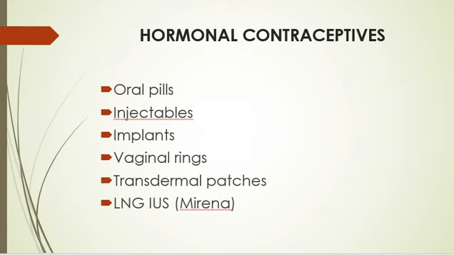Hormonal contraceptive can be administered in various forms. The most popular route is the oral route, with various types of oral contraceptive pills mainly being used. Then there are injectable forms of hormonal contraception. There are various implants which are usually inserted in the subdermal region. Vaginal hormonal contraception in the form of vaginal rings is also there. Then transdermal patches, mainly of estrogens, are available. And then there is the levonorgestrel intrauterine system, popularly known as Mirena, which will be discussed in detail when the intrauterine contraceptive device is discussed.